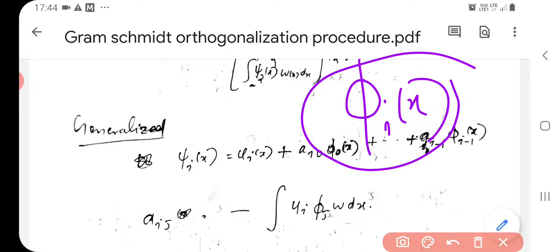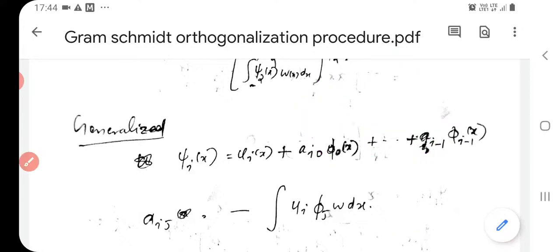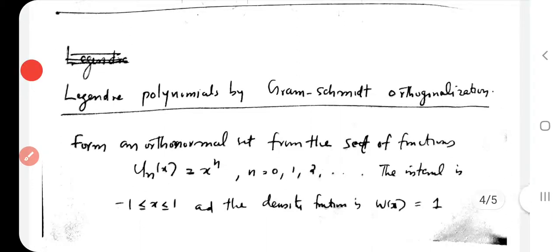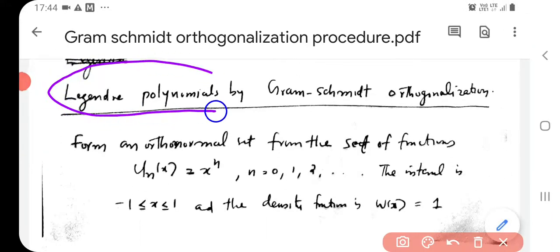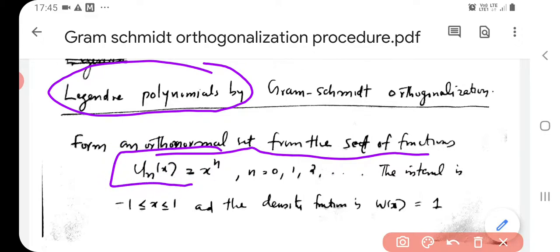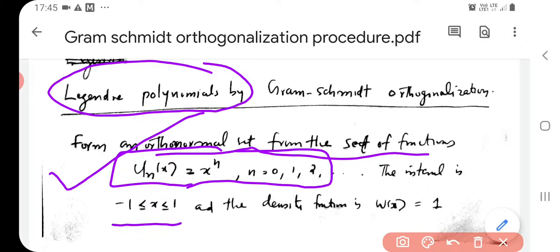So this is the Gram-Schmidt orthogonalization method, and using this we are obtaining the Legendre polynomials. We obtain Legendre polynomials by Gram-Schmidt orthogonalization. Actually, we are forming an orthonormal set from the set of functions un of x equal to x to the power n, where n equal to 0, 1, 2. So this is the non-orthogonal set with us. From this we are forming an orthogonal set. The interval is minus 1 to 1. The density function w of x is equal to 1.